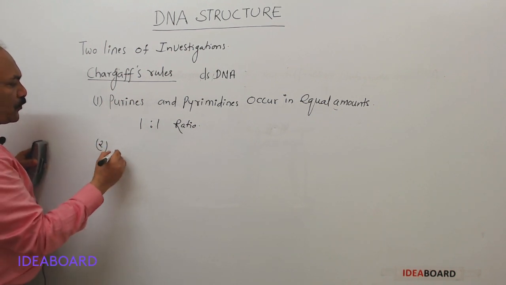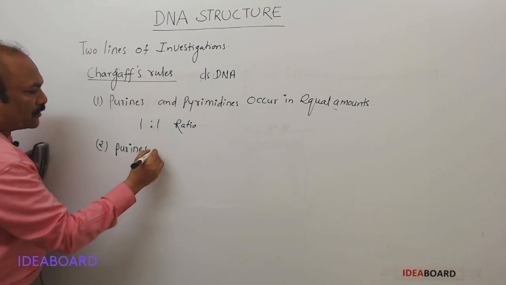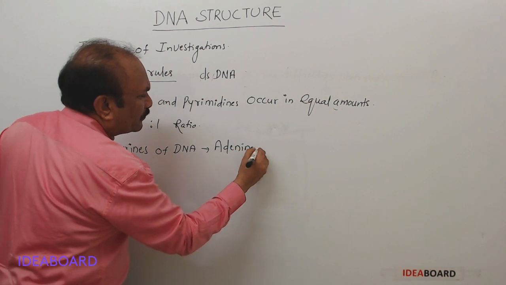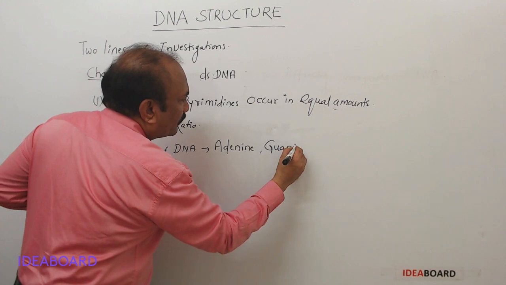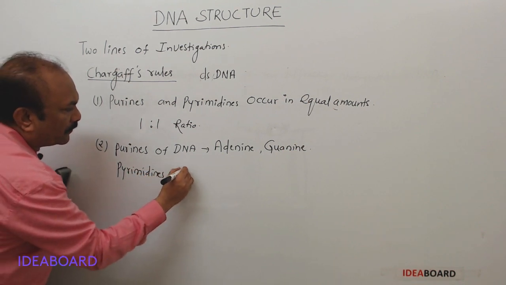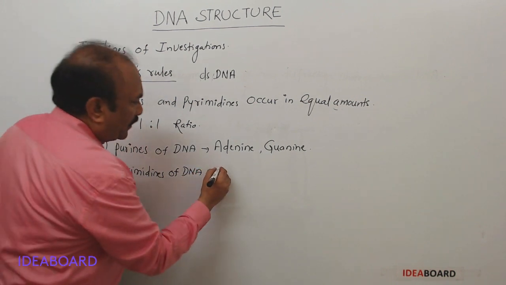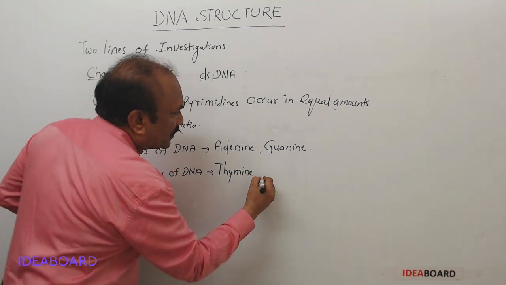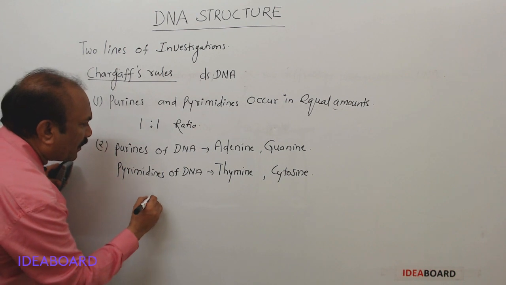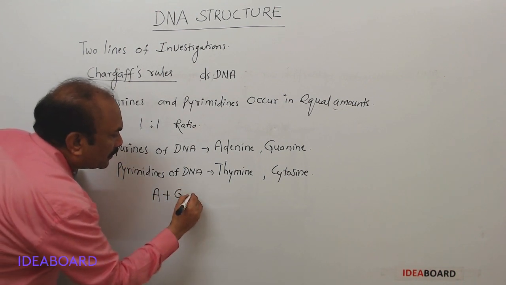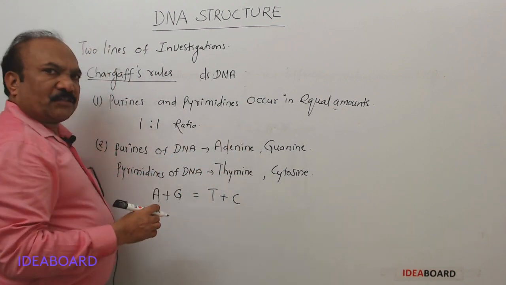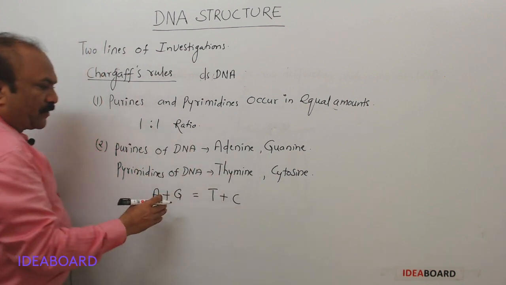The second one: we know that the purines of DNA are adenine and guanine, and the pyrimidines of DNA are thymine and cytosine. So A plus G is equal to T plus C. Friends, of course, you know that I have abbreviated adenine as A, guanine as G, thymine as T, and cytosine as C.